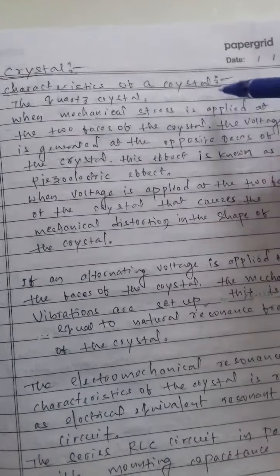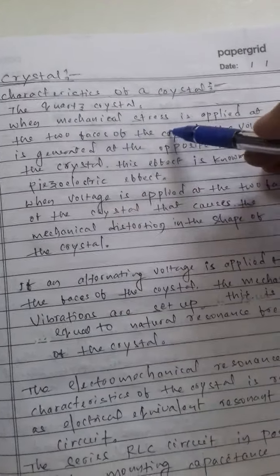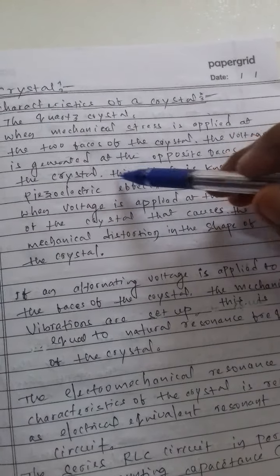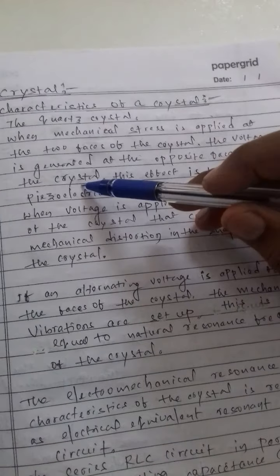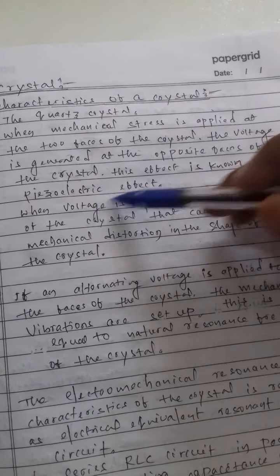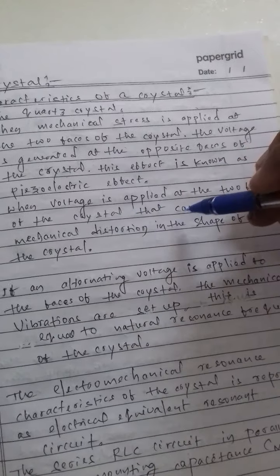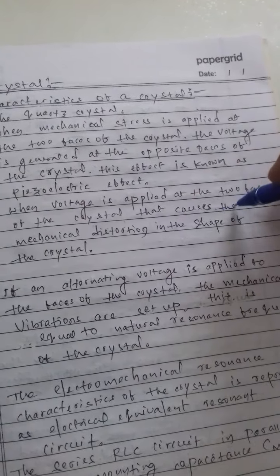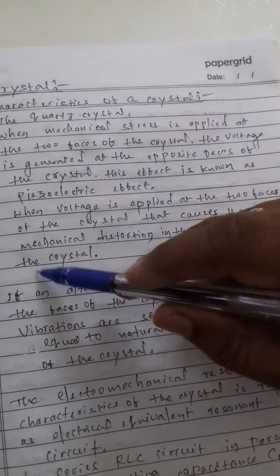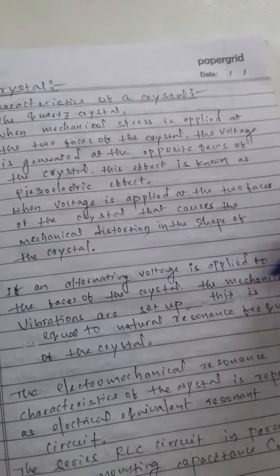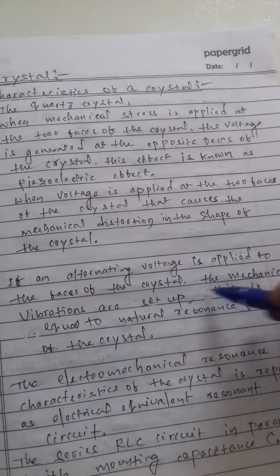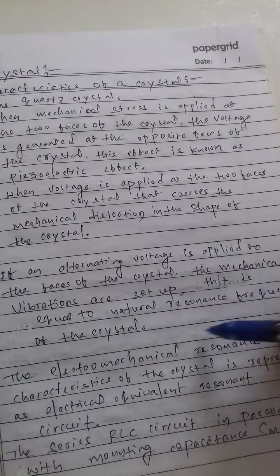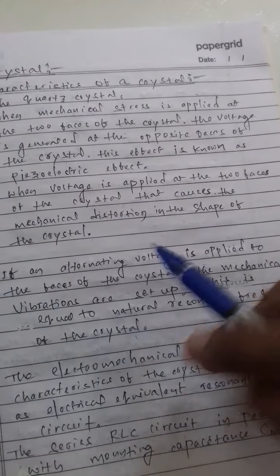The characteristics of a crystal. In the quartz crystal, when mechanical stress is applied at the two faces of the crystal, a voltage is generated at the opposite faces of the crystal. This effect is known as the piezoelectric effect. When voltage is applied at the two faces of the crystal, it causes mechanical distortion in the shape of the crystal. If an alternating voltage is applied to the faces of the crystal, mechanical vibrations are set up. This is equal to the natural resonance frequency of the crystal.